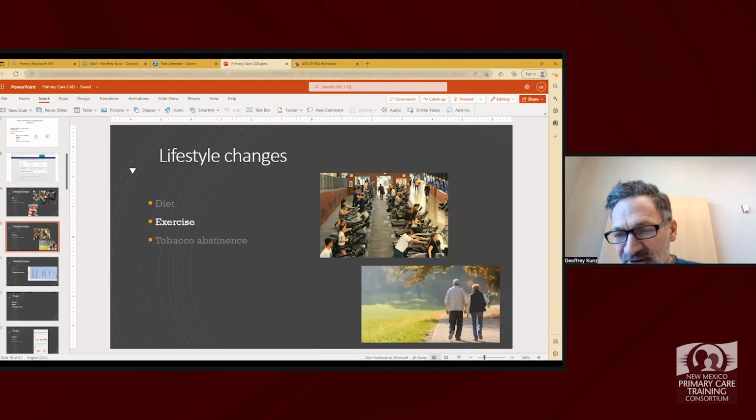Exercise is a big one. And staying active and staying healthy has obviously a myriad of health benefits. When I ask my patients, almost every visit, I ask them about physical activity, both to gauge what their baseline activity level is, to gauge whether they're having any exertional symptoms, but also to be a nag.